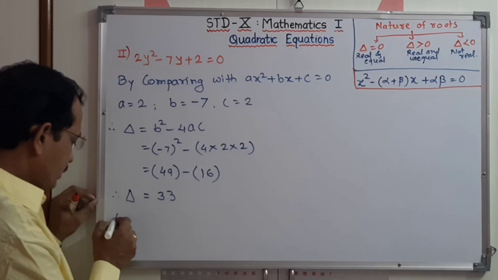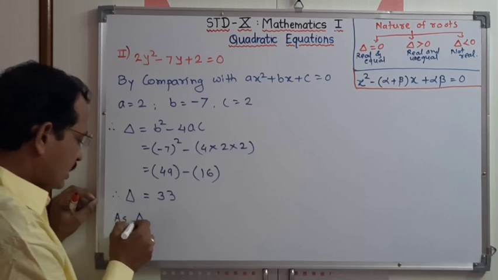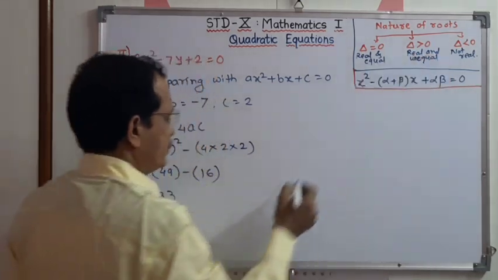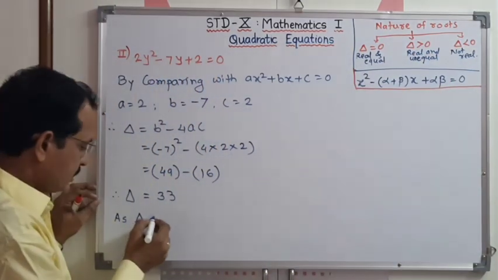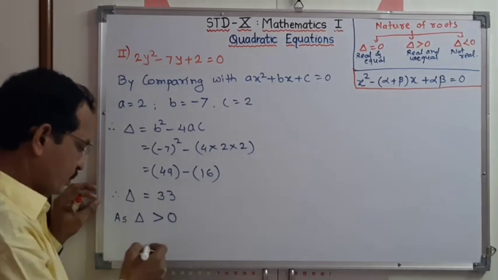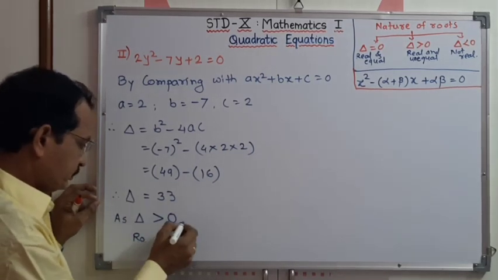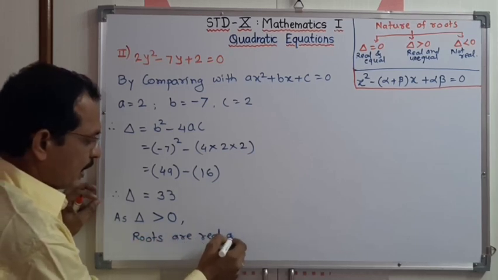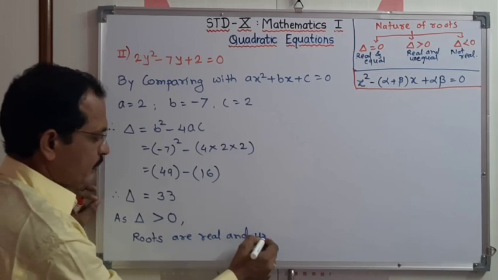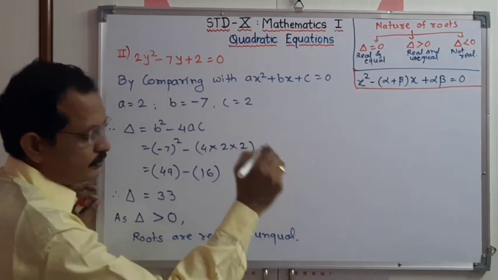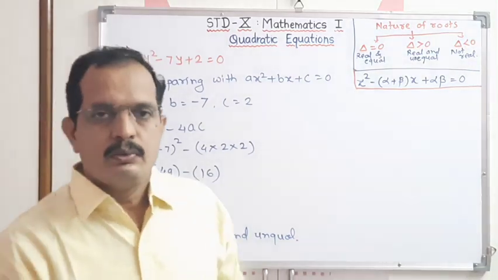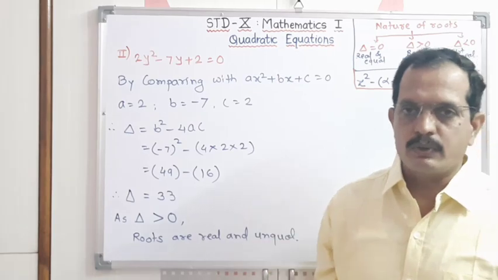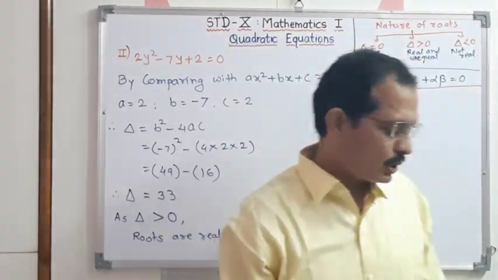Now dear student, as delta is 33, that means delta is greater than 0. Therefore we have to write here as delta is greater than 0. Roots are real and unequal. Now all of you understood this. Now the first sum and the third one you have to try and solve.